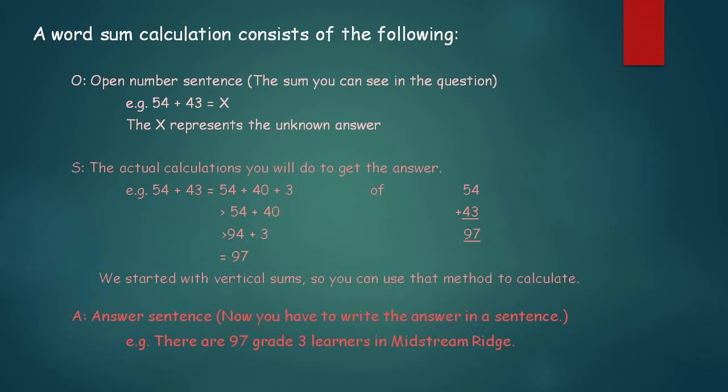And lastly, we have A, which stands for our answer sentence. In other words, we now have to take all of the sums and calculations we've done. We've got a final answer, but we need to write it in a sentence because they asked us the question in a sentence, like the story. So we need to give our final answer in a sentence. So for example, we could say there are 97 grade 3 learners in Midstream Ridge. So we wouldn't just have 97 anymore. We would explain our answer in a sentence.